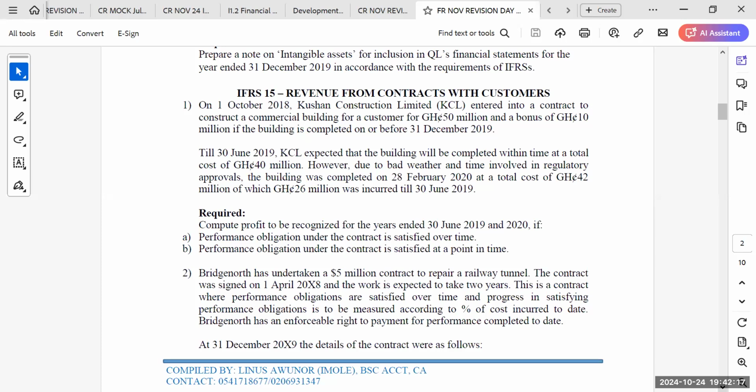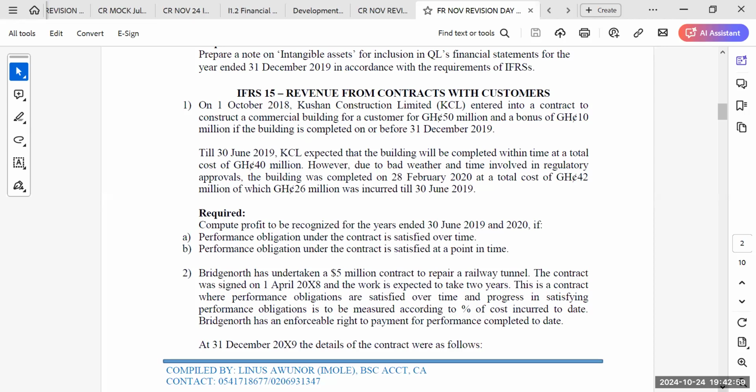Till 30th June 2019, KCL expected that the building will be completed within time at a cost of 40 million Ghana cedis. However, due to bad weather and time involved in regulatory approvals, the building was completed on 28 February 2020 at a total cost of 42 million Ghana cedis, of which 26 million was incurred till 30th June 2019. Compute profits to be recognized for the years ended 30th June 2019 and 2020 if A, performance obligation under the contract is satisfied over time, and B, performance obligation under the contract is satisfied at a point in time.